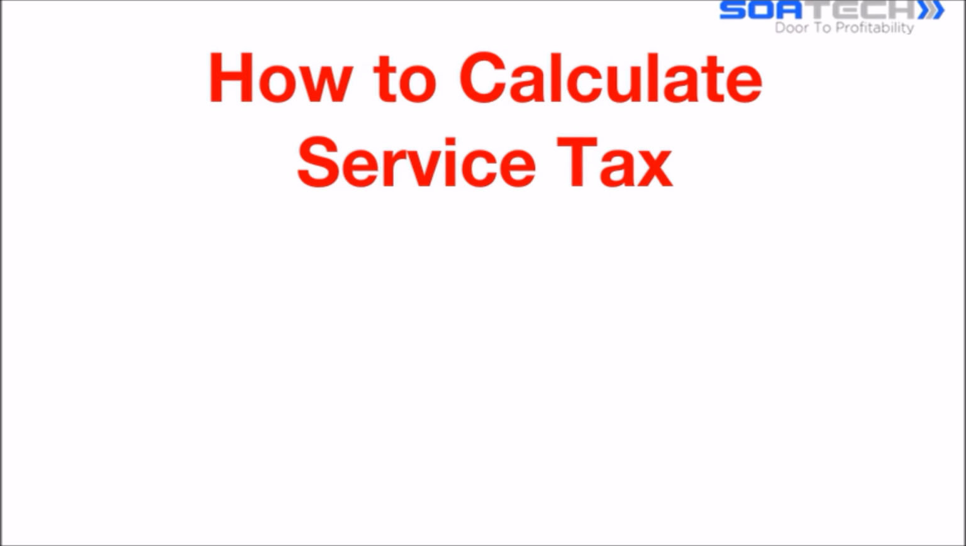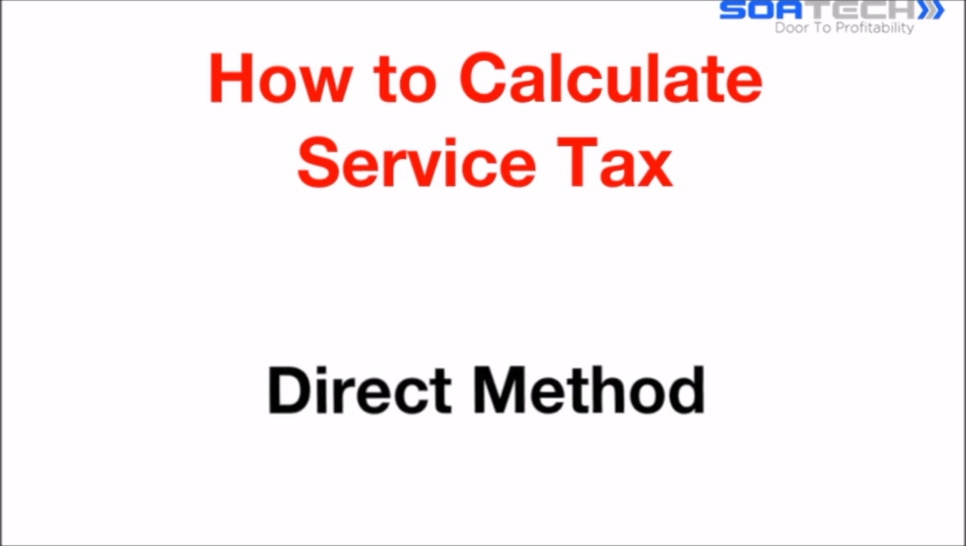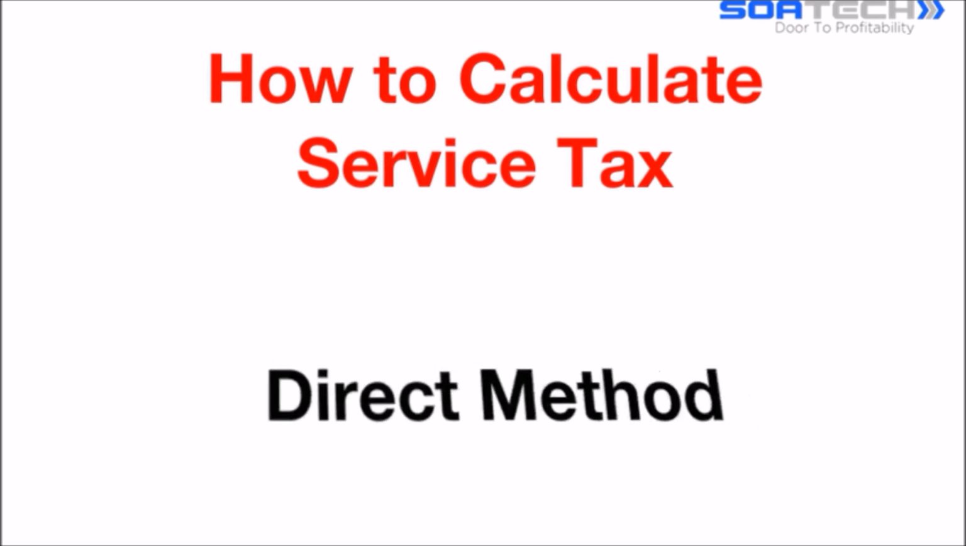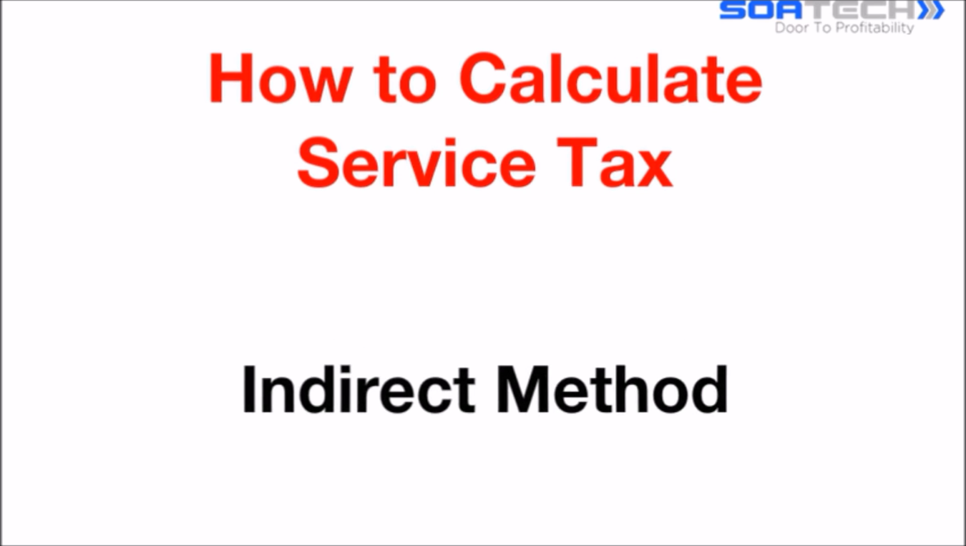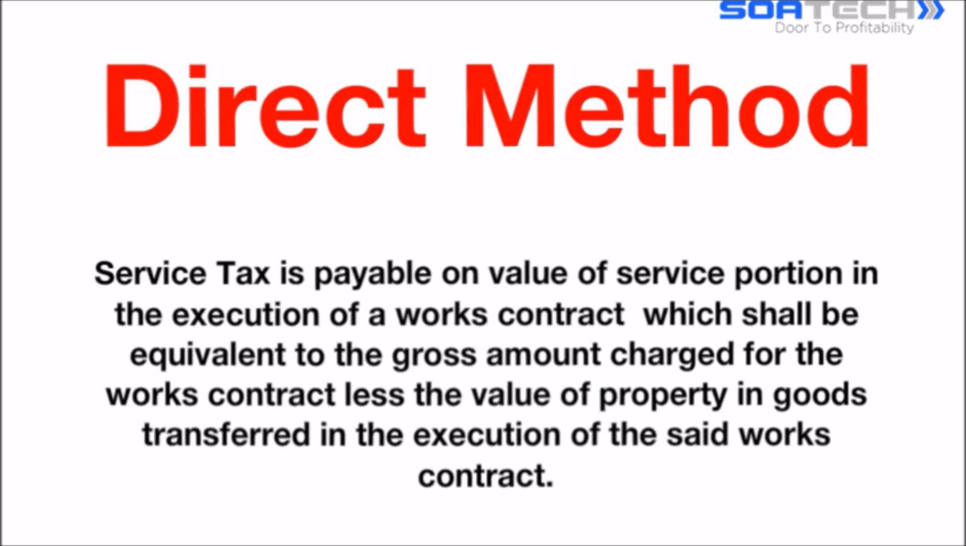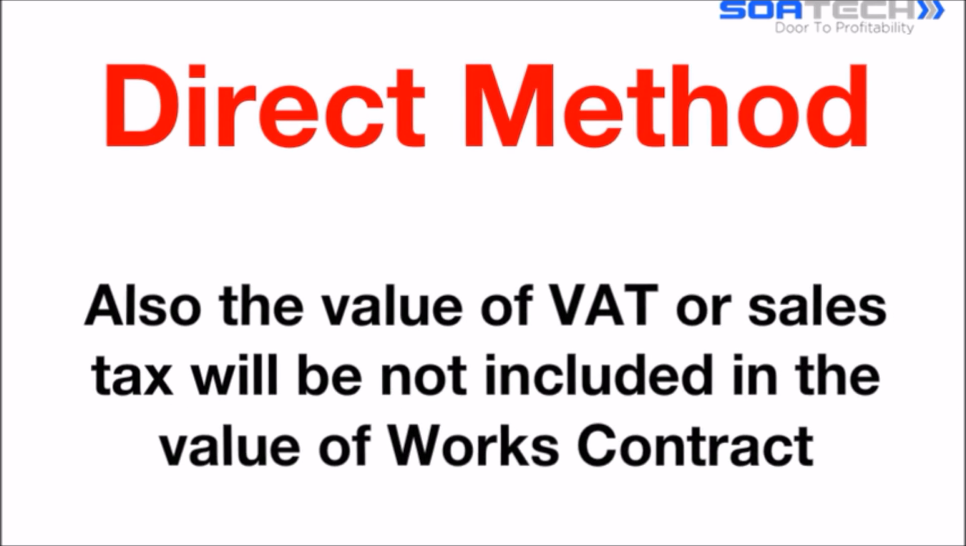How to calculate service tax. Direct method, indirect method. Direct method: service tax is payable on the value of service portion in the execution of a works contract, which shall be equivalent to the gross amount charged for the works contract less the value of property and goods transferred in the execution of the said works contract. Also, the value of VAT or sales tax will not be included in the value of works contract.